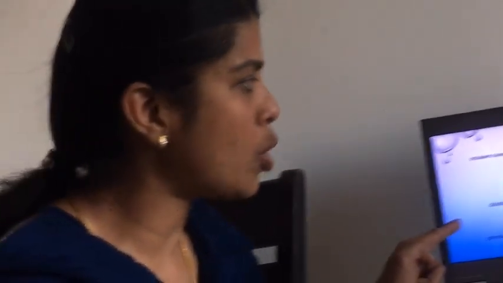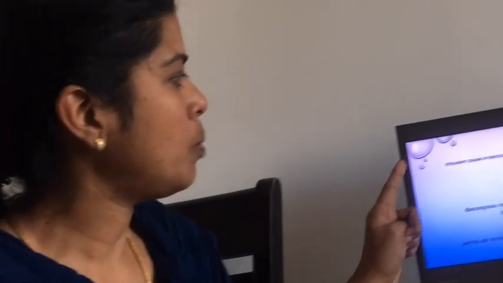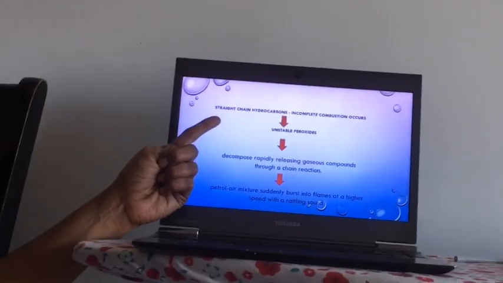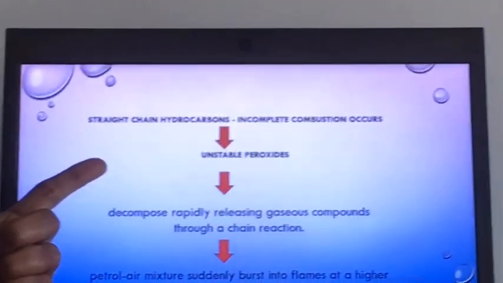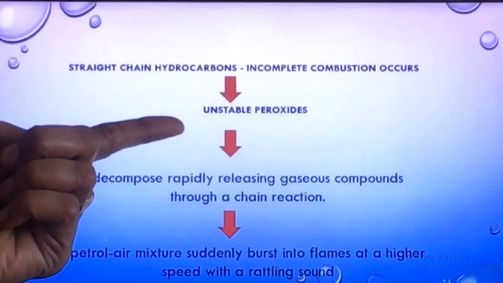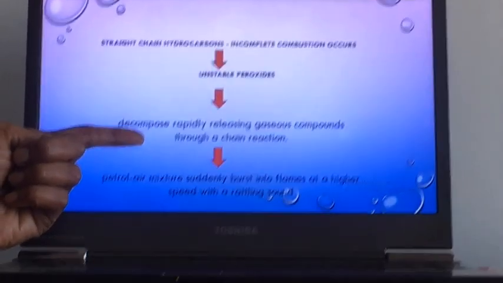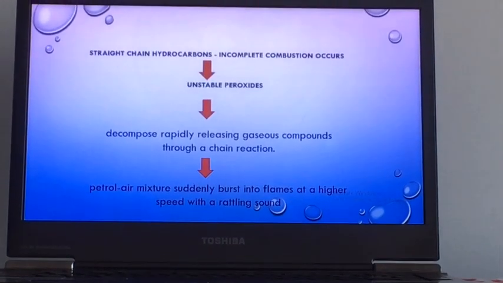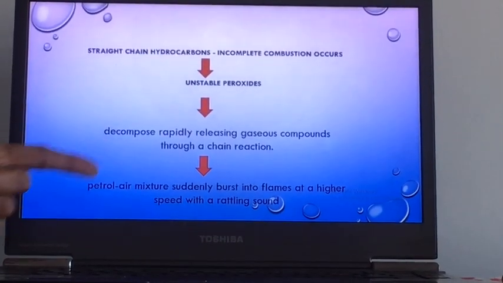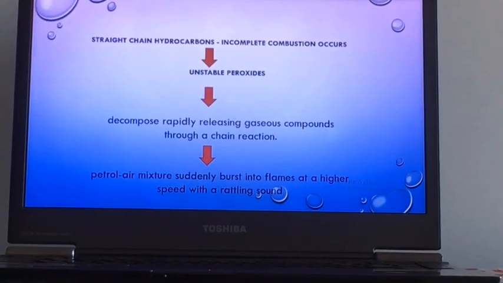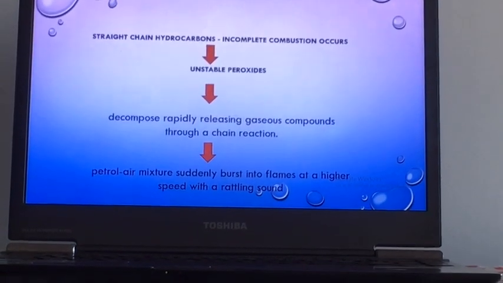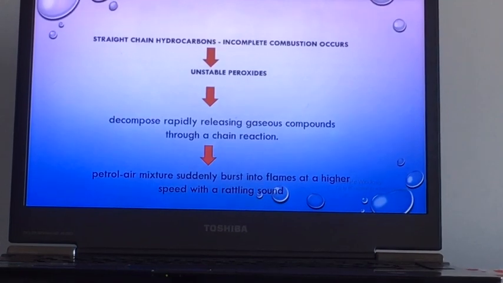So this is what happens when straight chain hydrocarbons are present in the petrol mixture. Straight chain hydrocarbons cannot resist the changes in pressure and hence they form unstable peroxides. Unstable peroxides decompose rapidly, releasing gaseous compounds through a series of chain reactions, and the petrol air mixture suddenly bursts into flames at a higher speed with a rattling sound, that is called knocking.